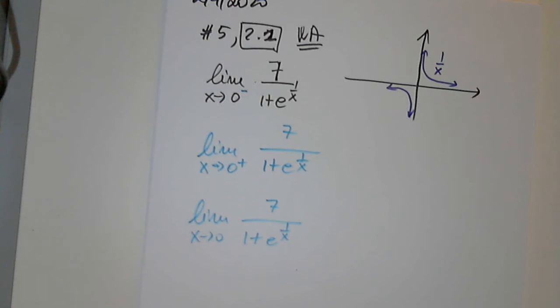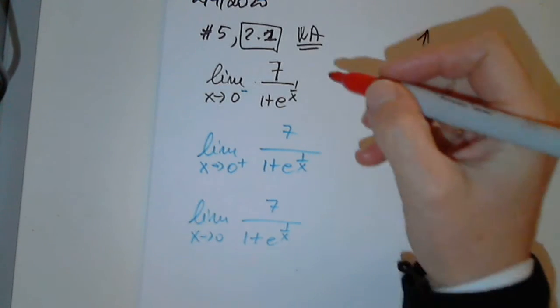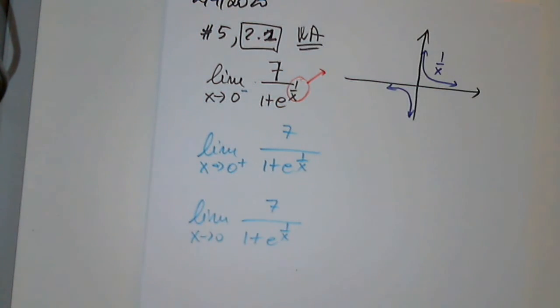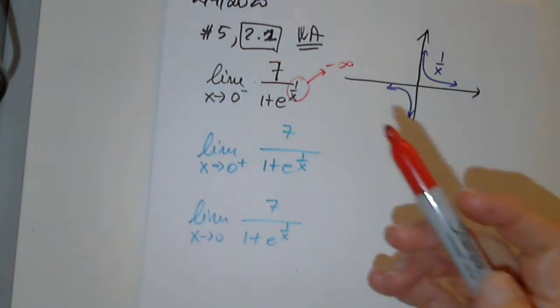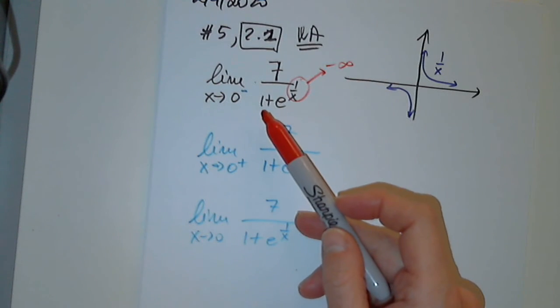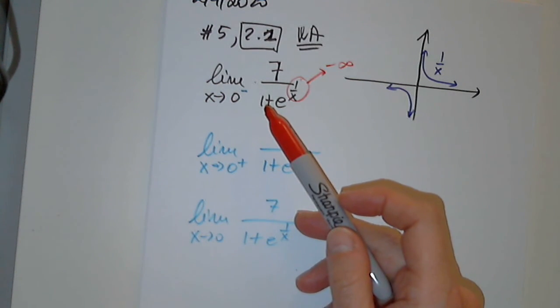0 from the left. What does that mean, 0 from the left? Look at the graph and tell me, where does 1 over x go? That's my first thought. It has to be my first thought. Where does this go when x approaches 0 from the left? Good, perfect. How much is negative infinity plus 1? Still negative infinity. Of course.